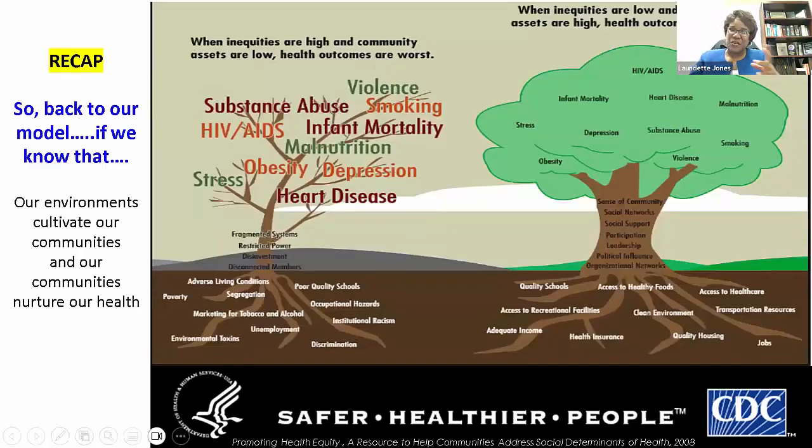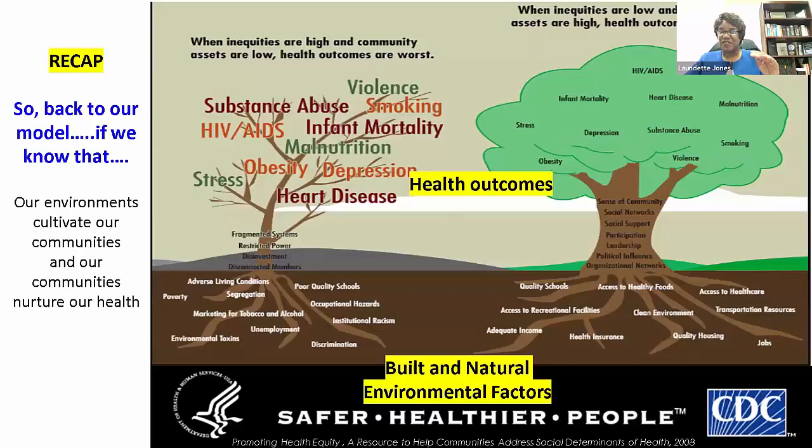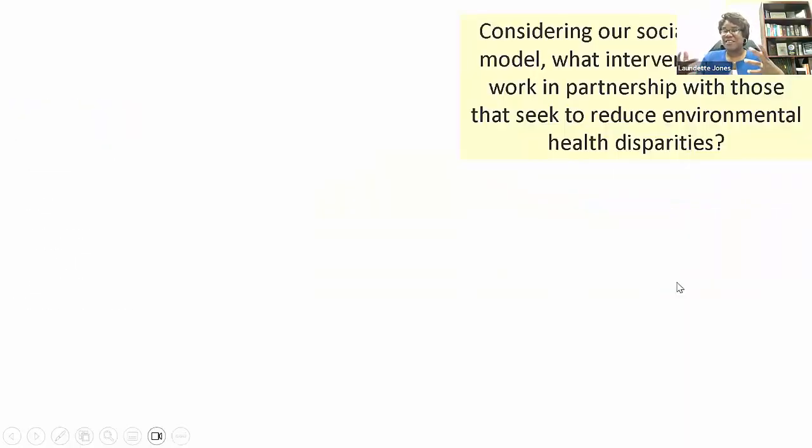Well, if we know that there are these health outcomes that can be pretty strong on the left side, that are fueled by built environmental factors that are either poor quality, anywhere from institutional racism to unemployment, and we know the side over here, that when assets are high, health outcomes are better. Considering our model, what interventions might work in partnership with those that seek to reduce environmental health disparities?